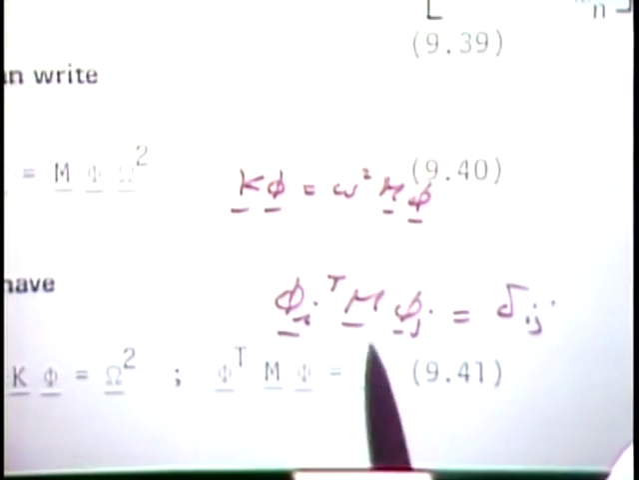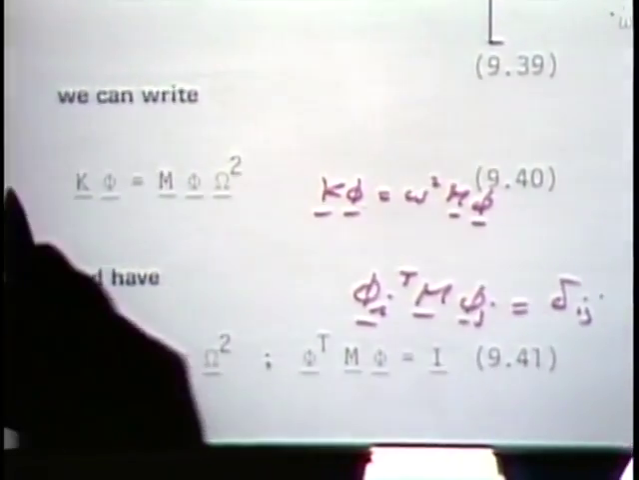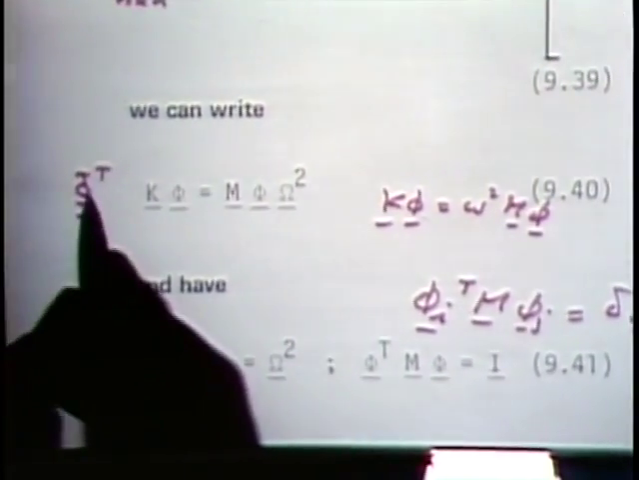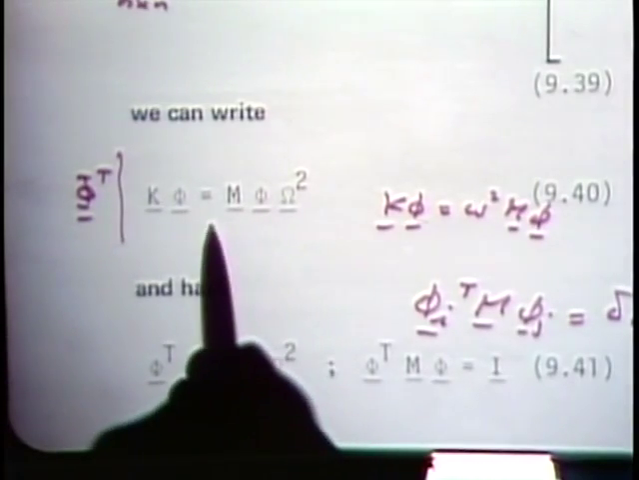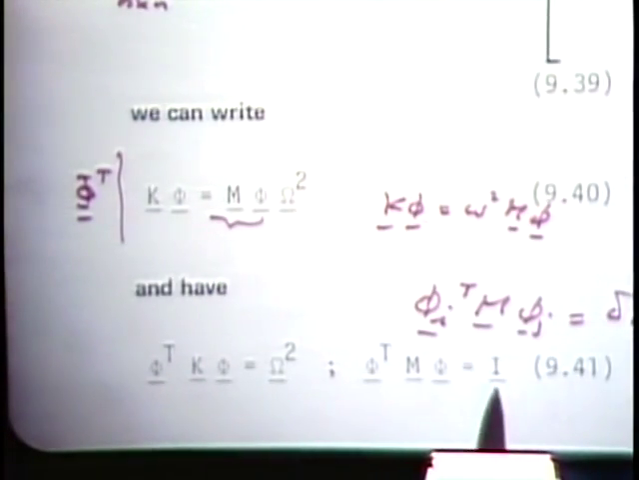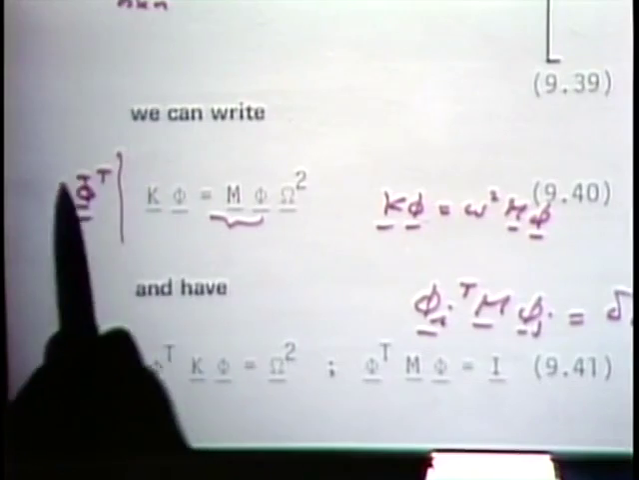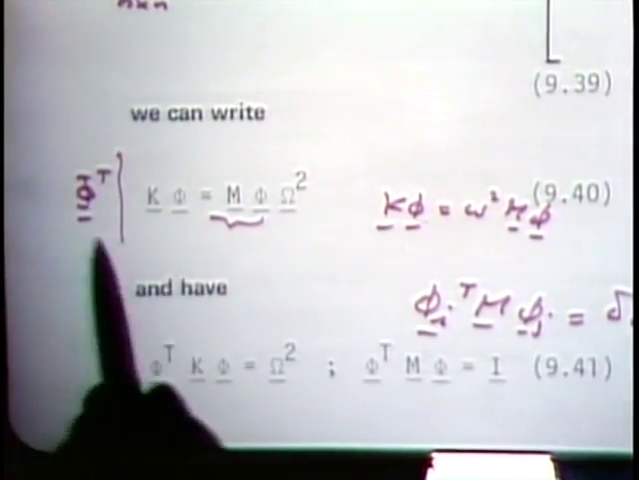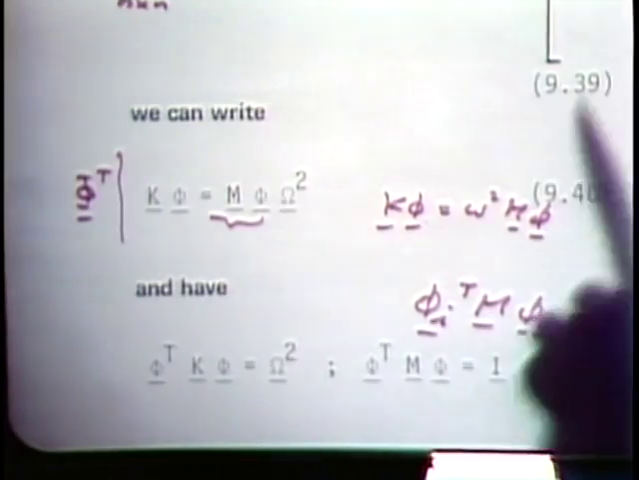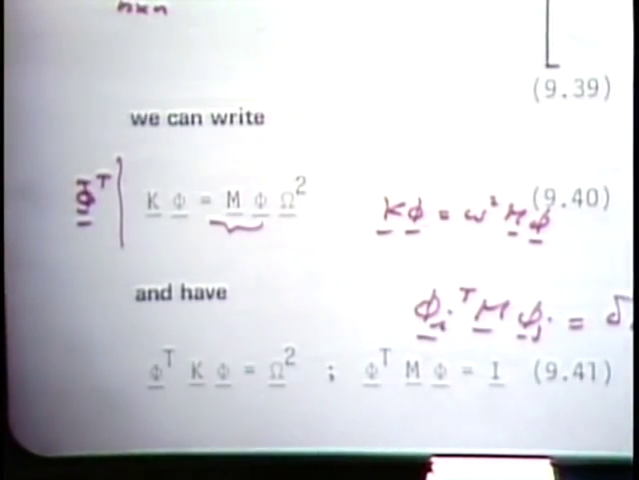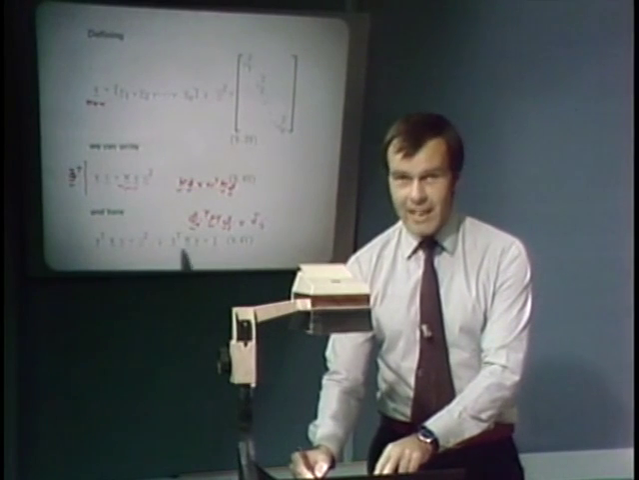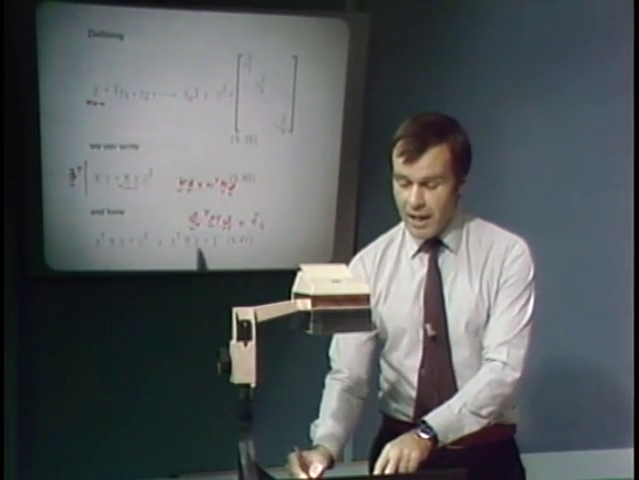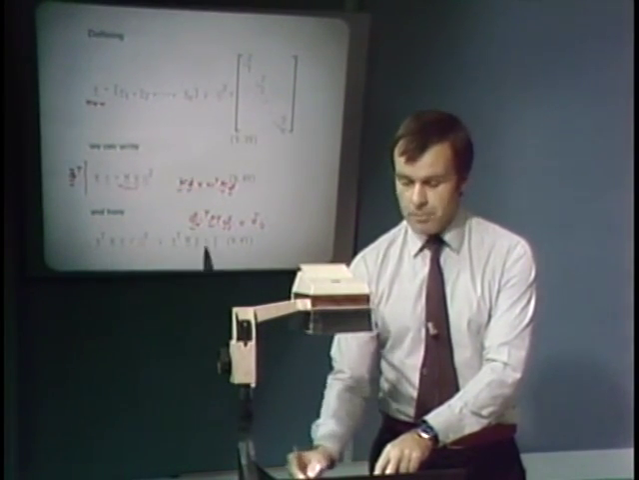And if we use this relationship and pre-multiply this equation by phi transpose, the capital Phi transpose, on both sides, we find that we get the identity matrix here, and therefore the left-hand side is equal to omega squared, this matrix here. And this is an important fact. In other words, we find that the eigenvectors satisfy these two relationships.